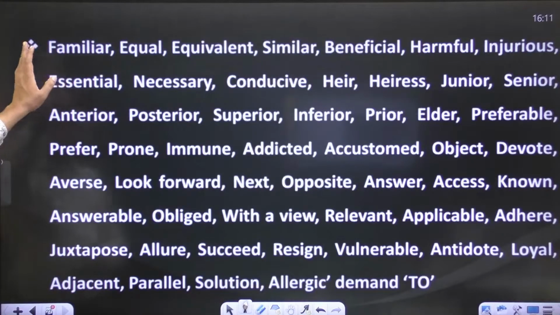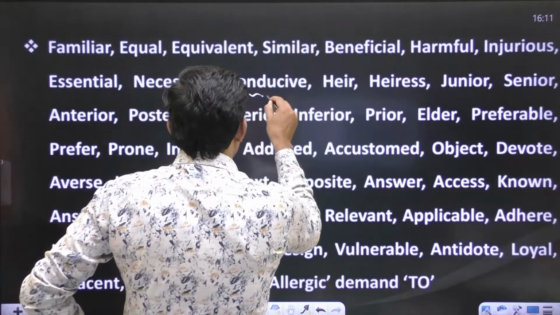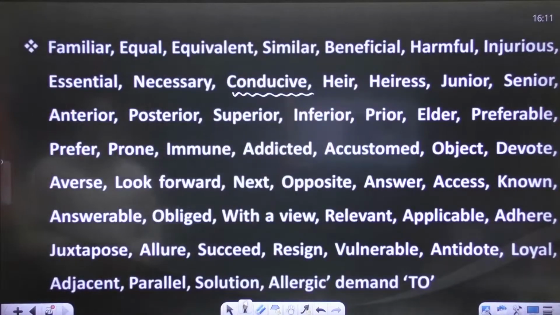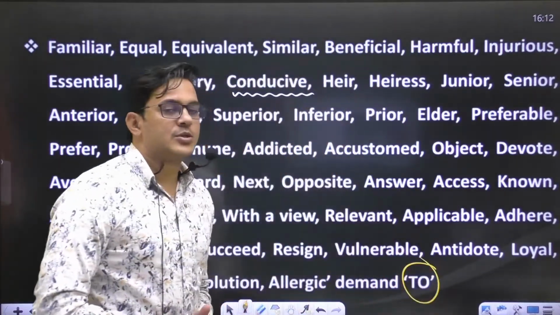You have several words like familiar, equal, equivalent, similar, beneficial, harmful, injurious, essential, necessary, conducive, junior, senior, anterior, posterior, superior, inferior, prior, elder, preferable, prefer, prone, immune, addicted, accustomed, object, devote, averse, look forward, next, opposite, answer, access, non, answerable, obliged, with a view, relevant, right, applicable, adhere, juxtapose, allure, succeed, resign, vulnerable, antidote, loyal, adjacent, parallel, solution, allergic. These are the words which demand a preposition, and that preposition must be to.